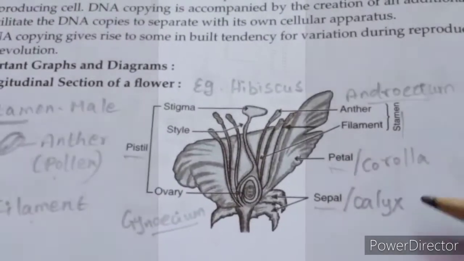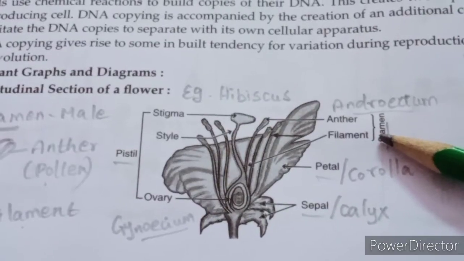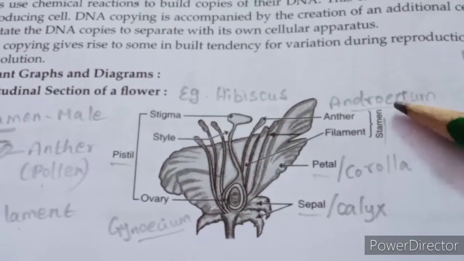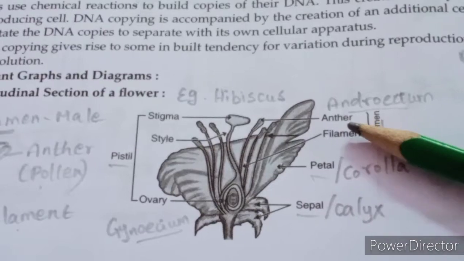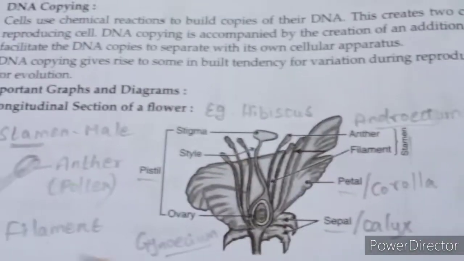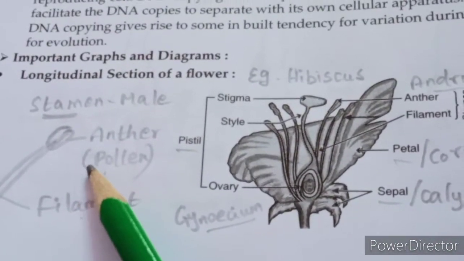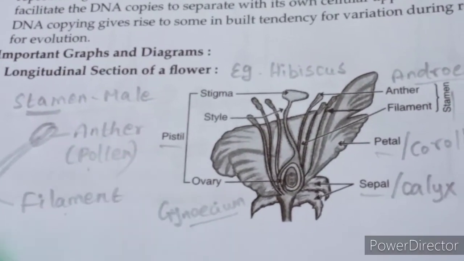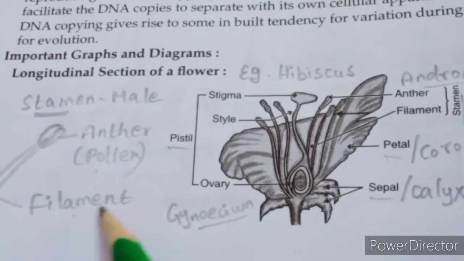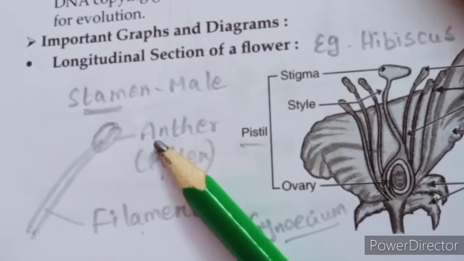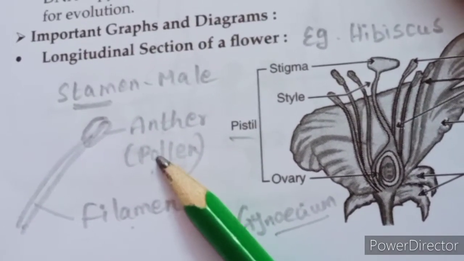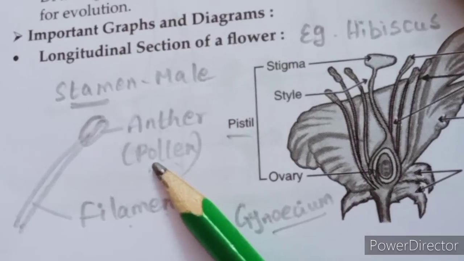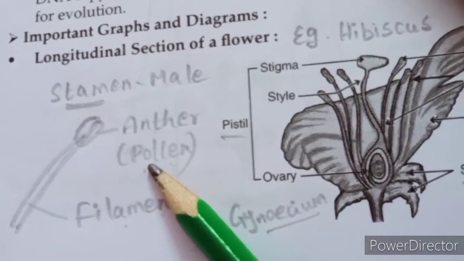Next part, coming to the stamen, which is otherwise called the male organ in a flower, or androecium. It is composed of two parts called anther and filament. One of the stamens I have drawn separately here for better understanding. It is composed of a bilobed structure called anther and a stalk called filament. Each lobe of the anther consists of thousands of microscopic cells called pollen grains, which are the male gametes, or male sex cells, or male germ cells.